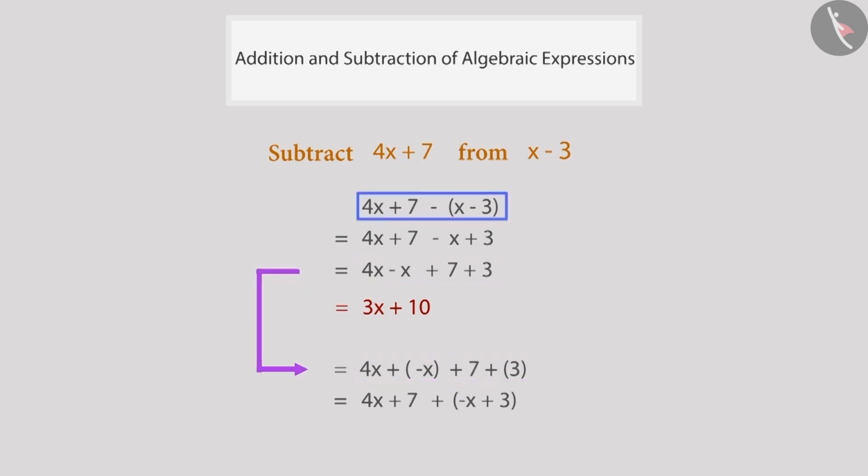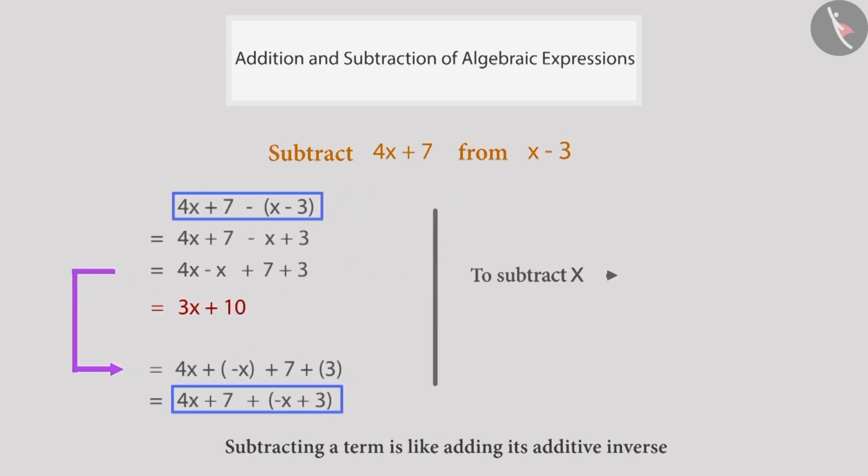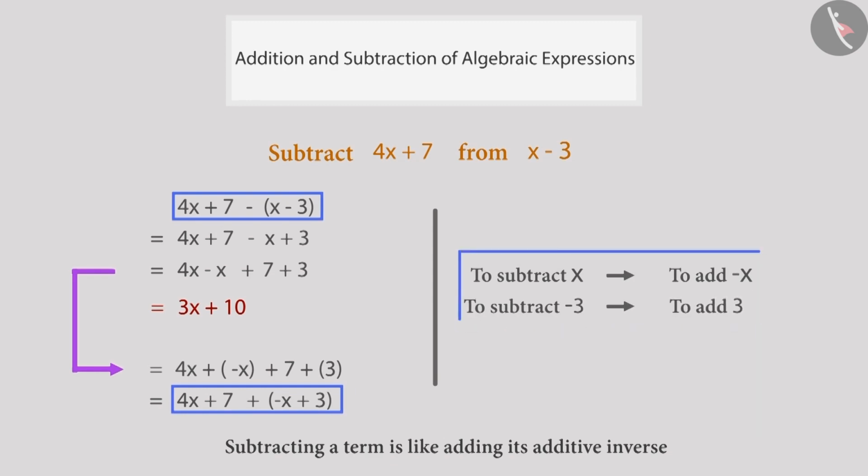Now if we compare this part with this part, then we can see that the signs of x and negative 3 are inverted. So, we can say that subtracting a term is like adding its additive inverse. So, subtracting x means adding negative x and subtracting negative 3 means adding positive 3. This leads us to a simpler way of doing the subtraction.